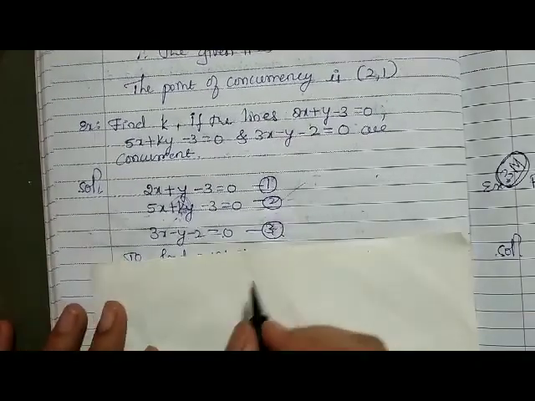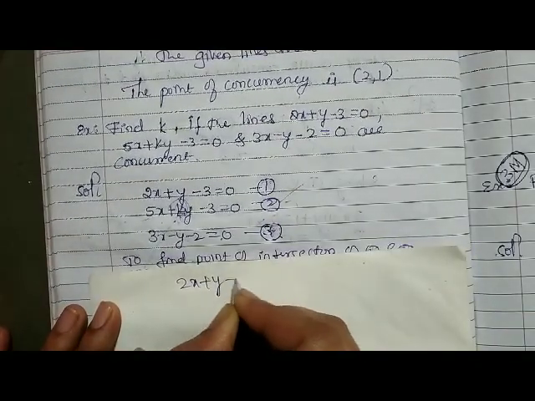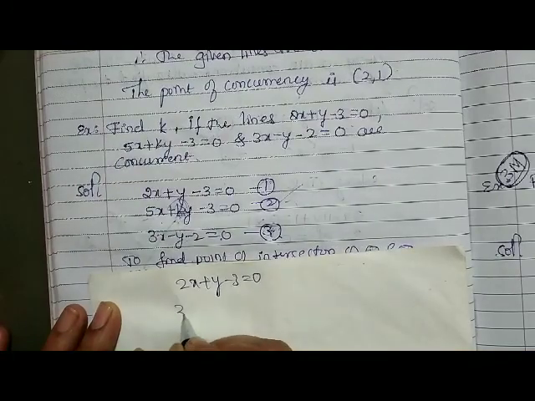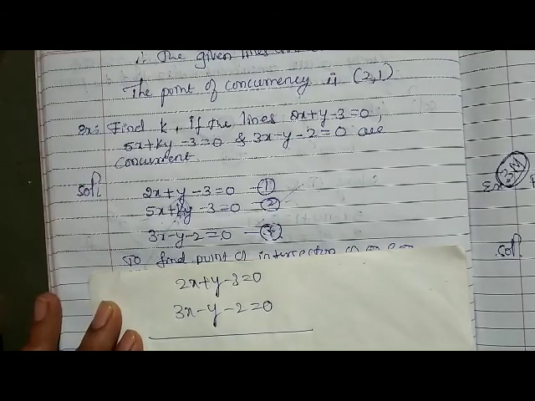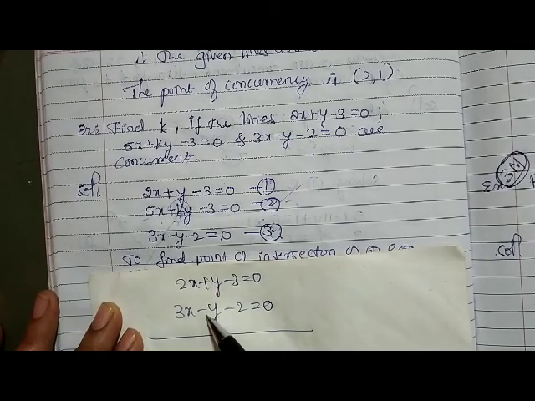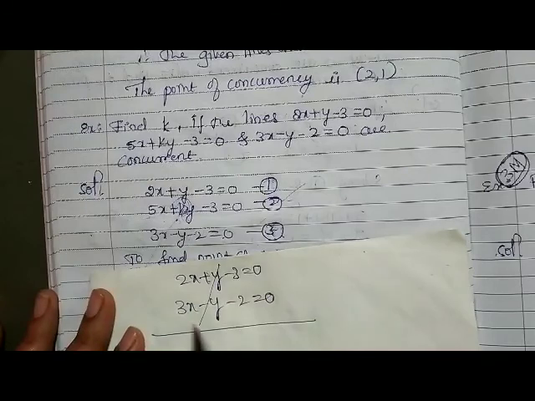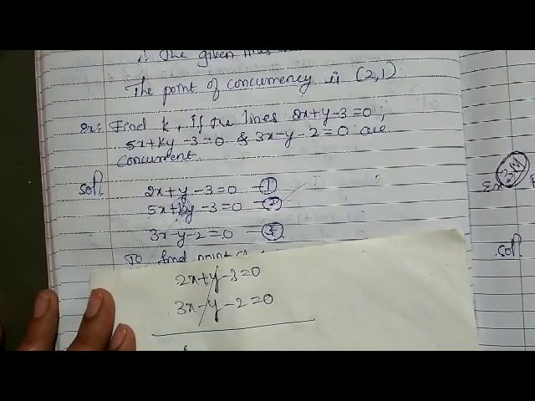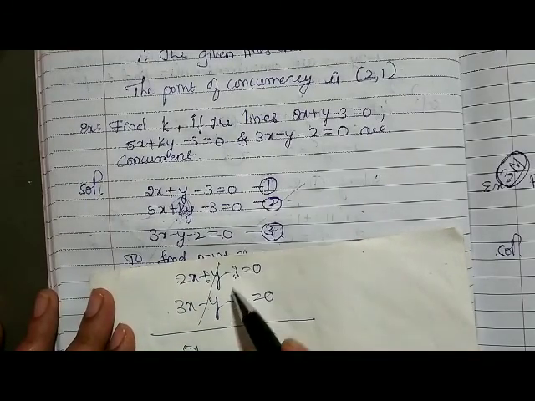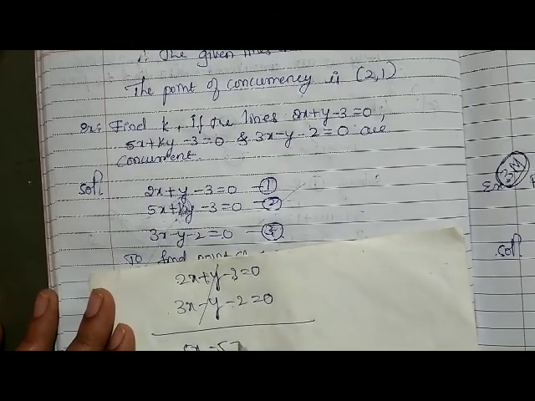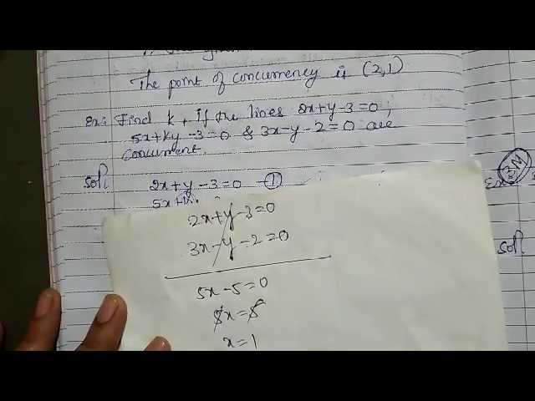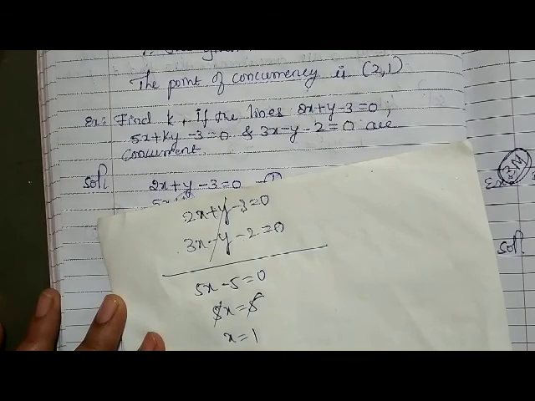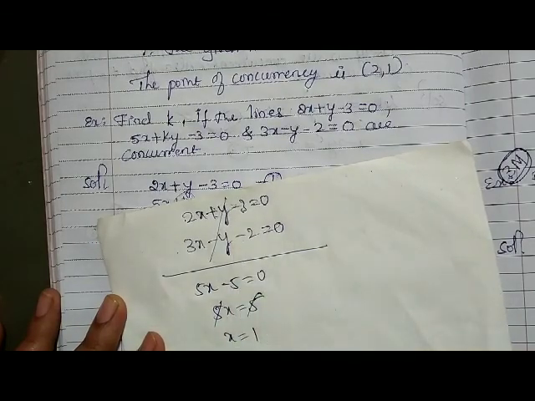How do you find the point of intersection of 1 and 3? 2x plus y minus 3 is equal to 0 and 3x minus y minus 2 is equal to 0. Observe the equations. Here we have plus y and minus y, so they will get cancelled. 2x plus 3x is 5x. Minus 3 minus 2 is minus 5. Okay, 5x is equal to 5. Therefore, x is equal to 1. 5 and 5 will get cancelled. So, put x is equal to 1 in any of the equations.